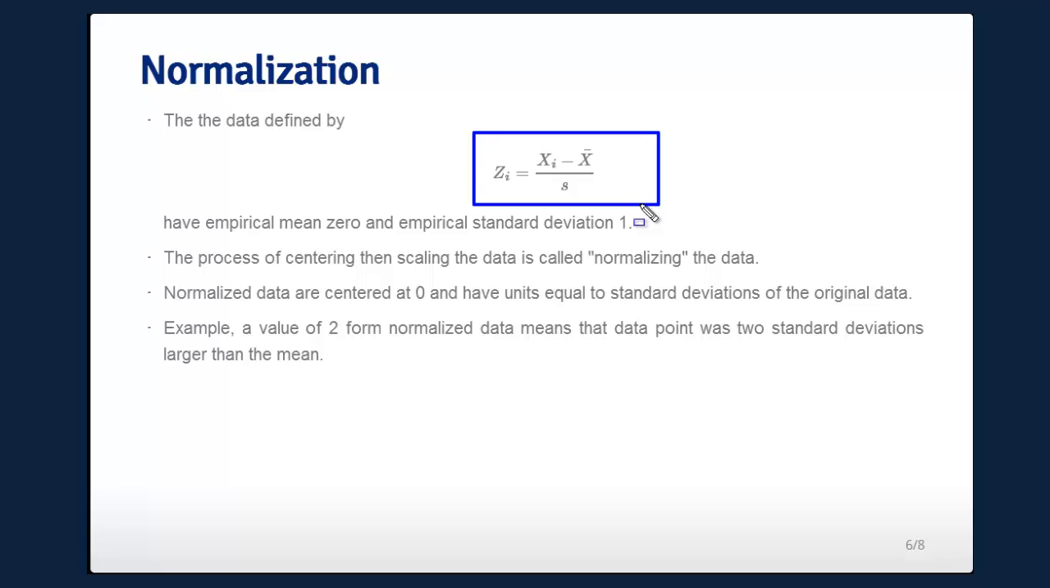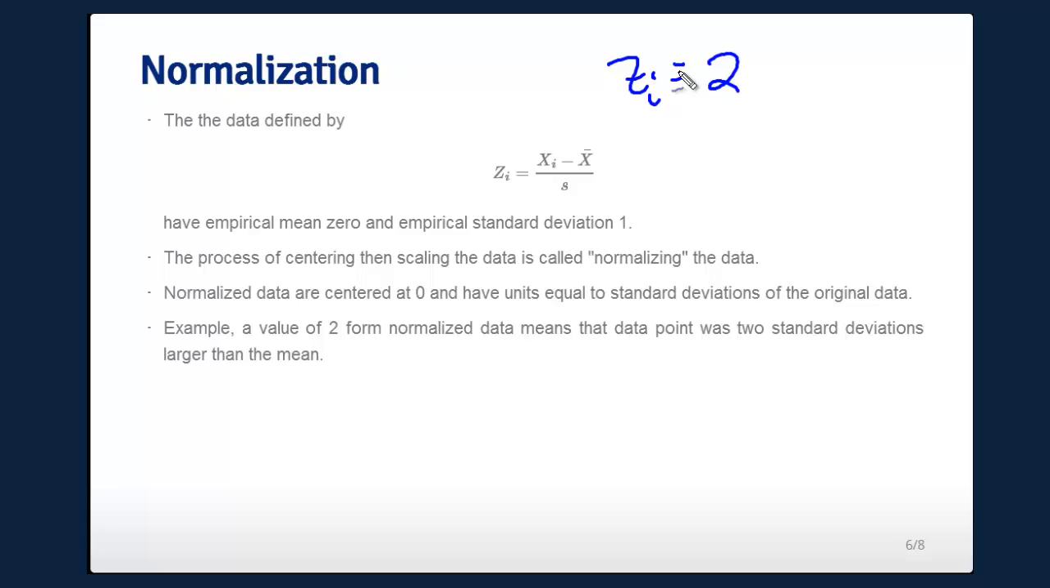Its units are expressed in standard deviations from the mean, right? So if zi equals 2, then that implies that xi was 2 standard deviations from the empirical mean. Standardization is often very, very useful to get unit-free quantities to compare across different measures.